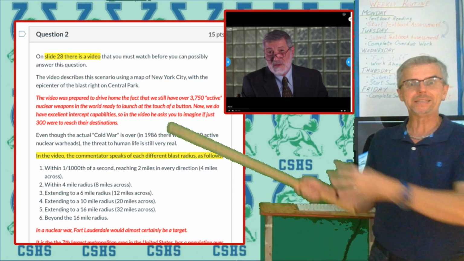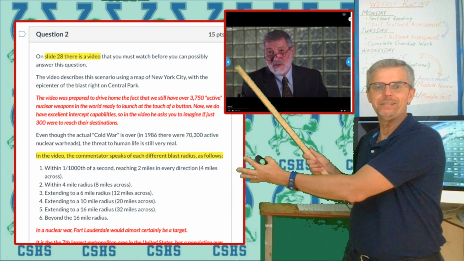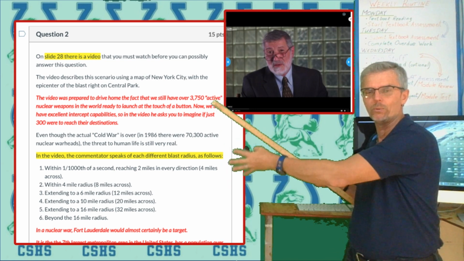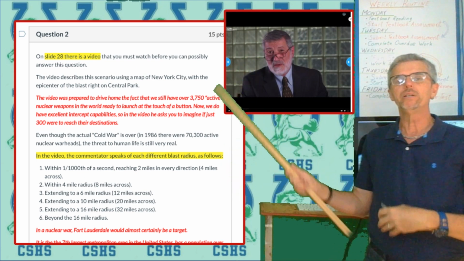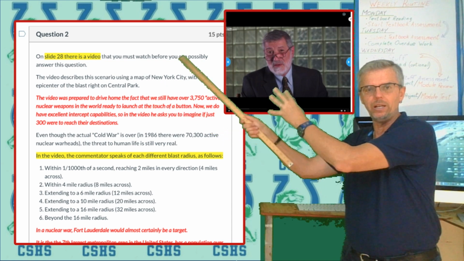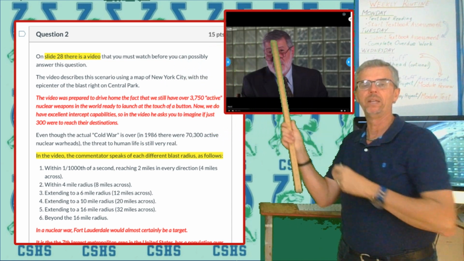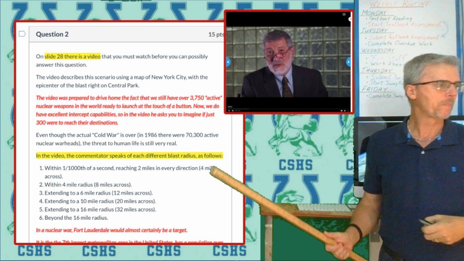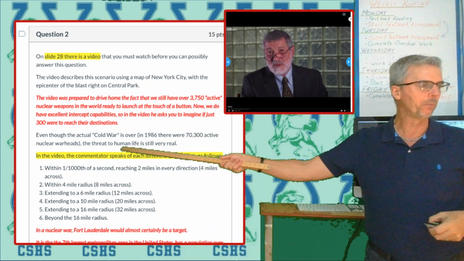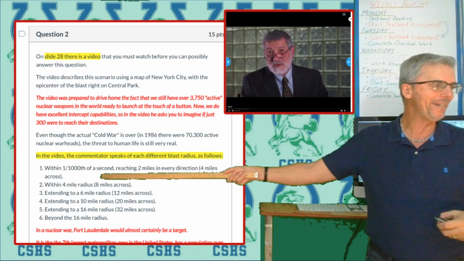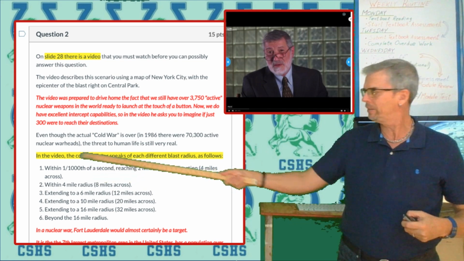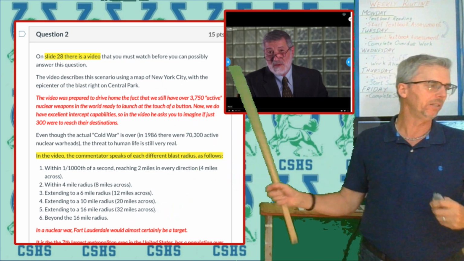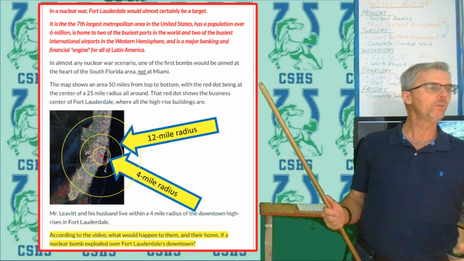Within 4-mile radius, what happens? He tells you that in the video, so you're going to have to watch it. You might have to watch it again. If you didn't write it down the first time you watched it, you're going to have to go back and find slide 28 and watch it again and tell me and know what happens within these radii. All right, extending to a 6-mile radius, extending to a 10-mile radius, extending to a 16-mile radius, and beyond 16 miles.